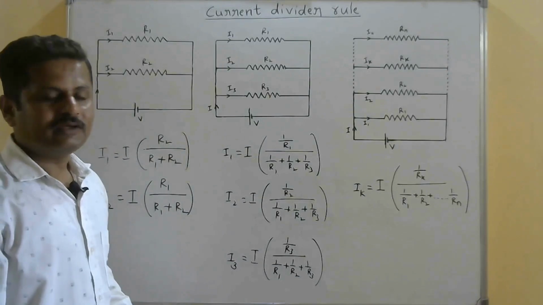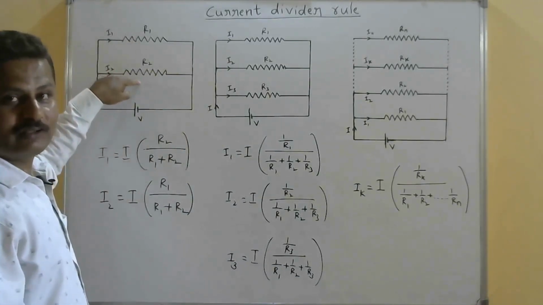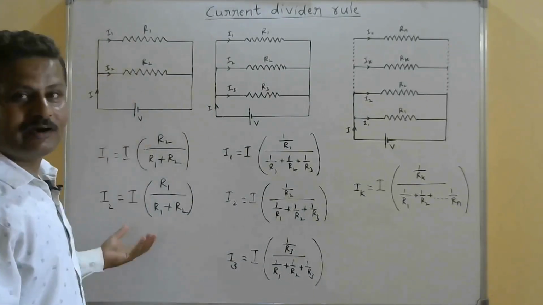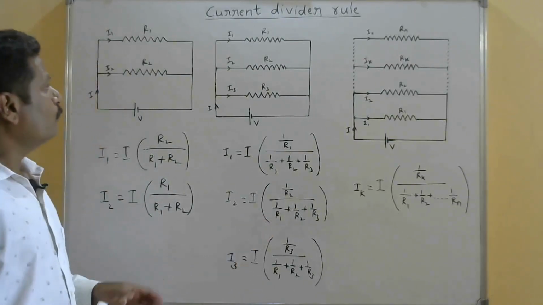Notice something interesting. Current through one resistor depends on the opposite resistor. That's why it's called a current divider. Let me solve some numerical examples to make this concept more clear.